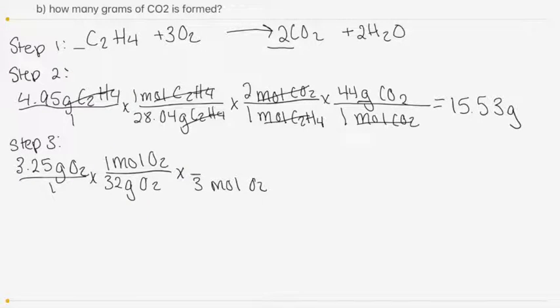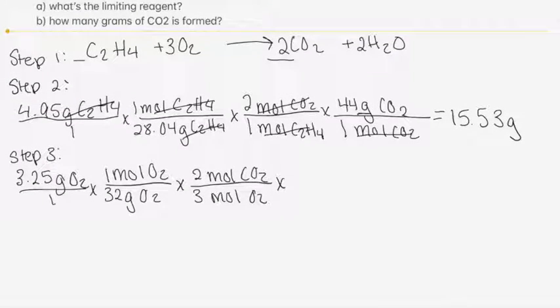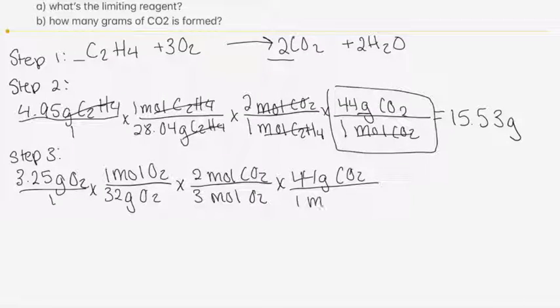And then we're going to do our mole ratio again. Oxygen does have a coefficient, so we want to make sure we get that 3 mole of O2 in there, and then our 2 mole of CO2 in there. And then we can use the same numbers from the last equation because the molar mass of CO2 hasn't changed. So we'll make sure that we get that 44 grams of CO2 over the 1 mole of CO2. And we'll double check that all of our units cancel again. Here we have grams, that cancels with this grams. Here we have moles, that cancels with this moles. Here we have moles, that cancels with this moles. And we're left with grams, which is perfect.